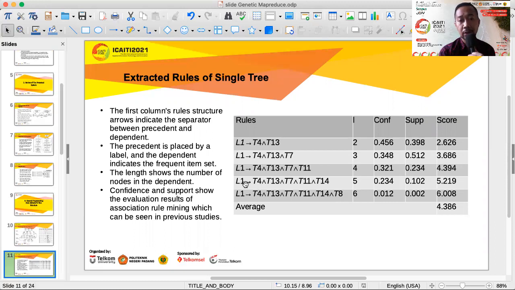Confidence and support show the evaluation results of association rule mining, which can be seen in previous studies that we used before. The score is shown like this, with a combination of length, confidence, and support.